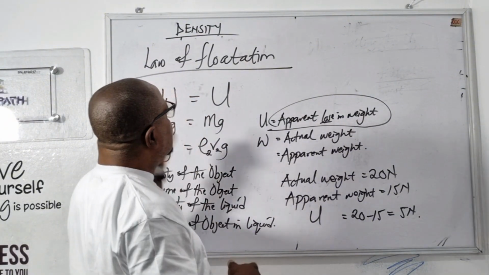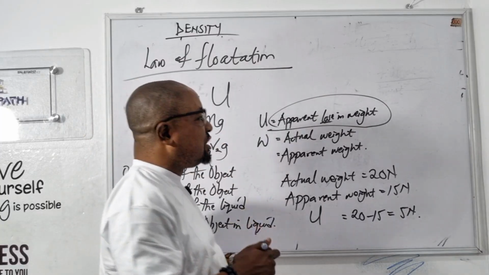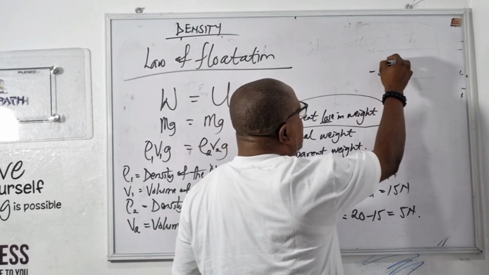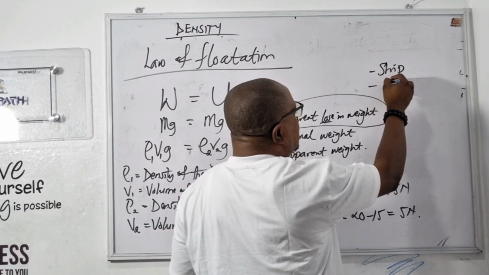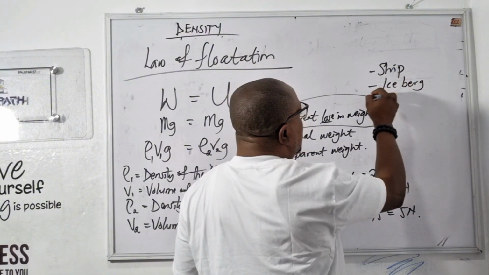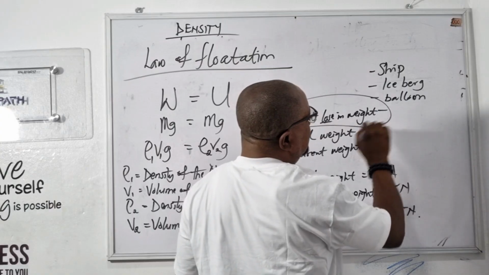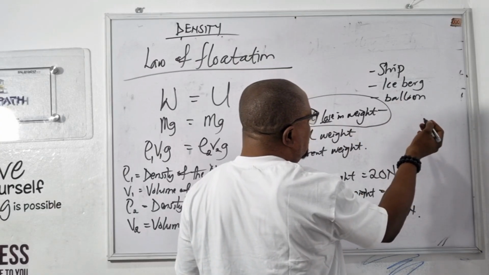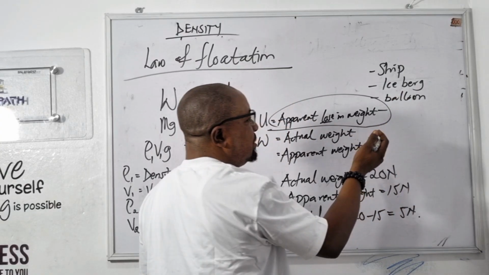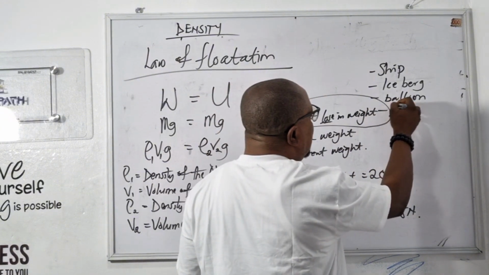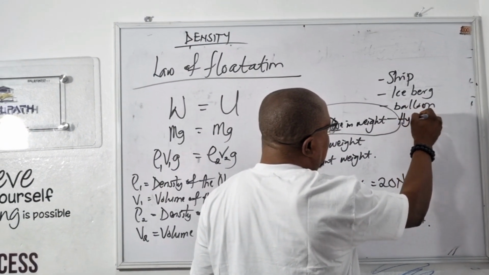Now, under this density, we have some applications like the ship, the iceberg, the balloon. To some extent, we have the submarine. And we have what we call the hydrometer.